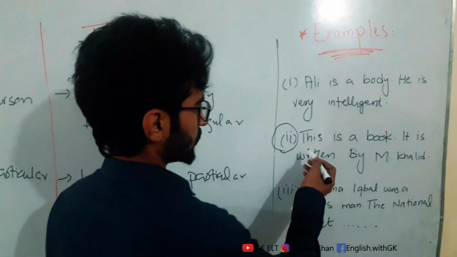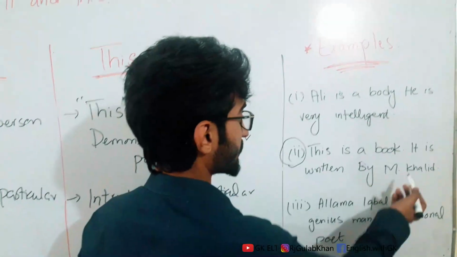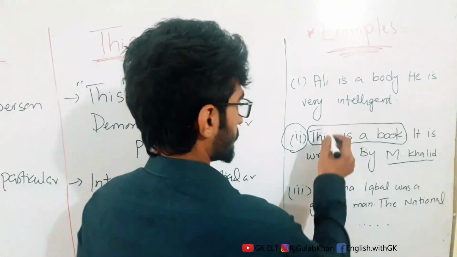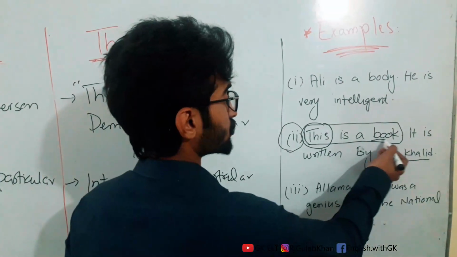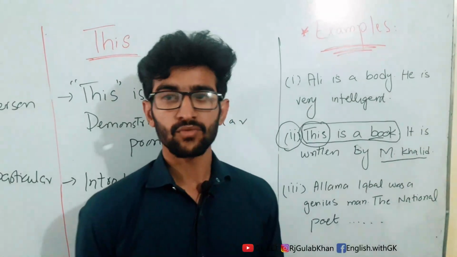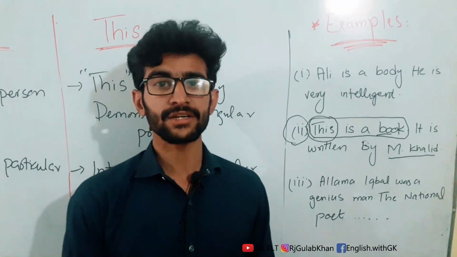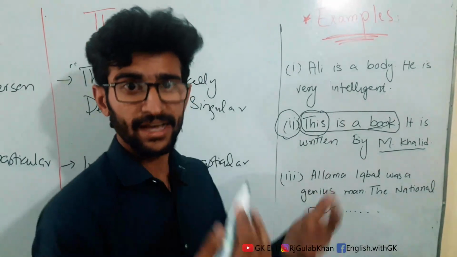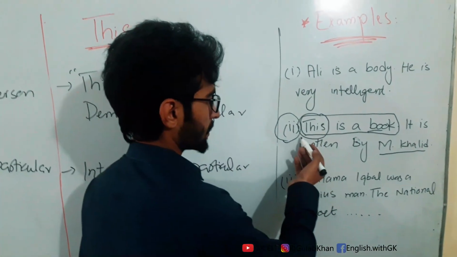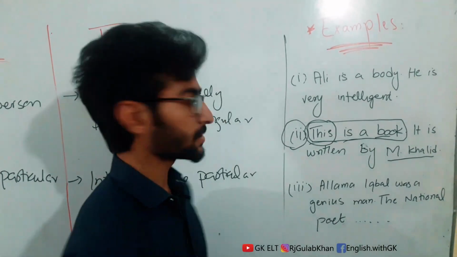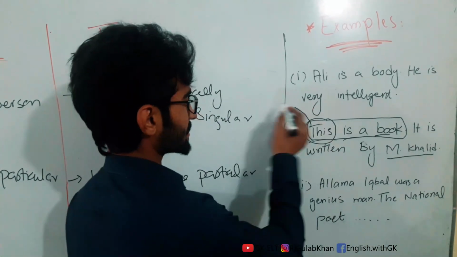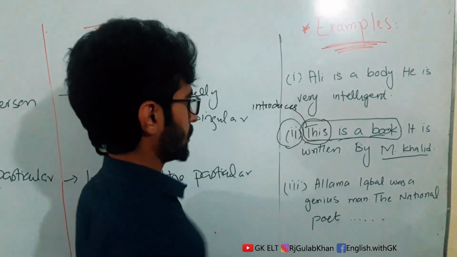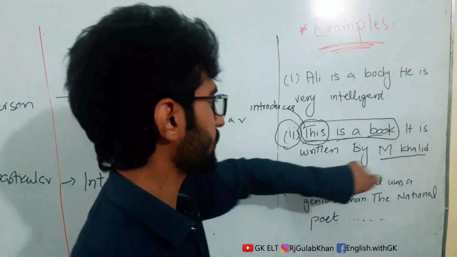Example number 2. This is a book, it is written by. So here, what is the person doing? He is trying to introduce the book, like a person who is a stranger and doesn't know whether it is a book or not a book. The person giving him an answer simply says, this is a book. So it means that this introduces, and it is written by.